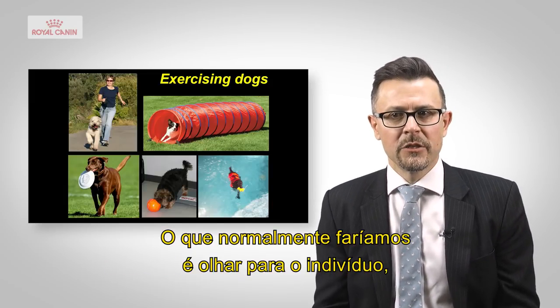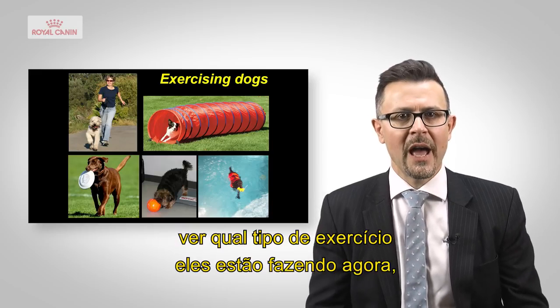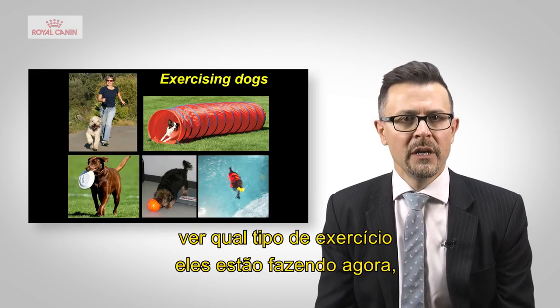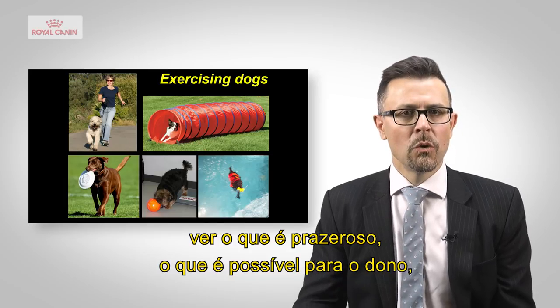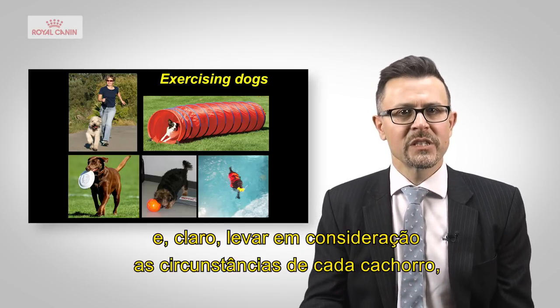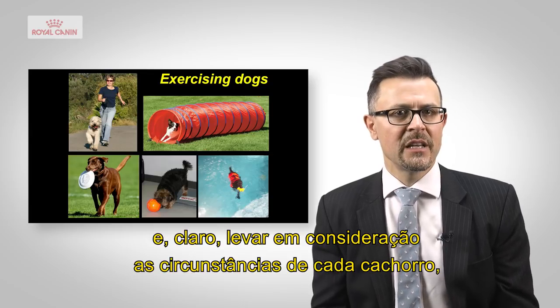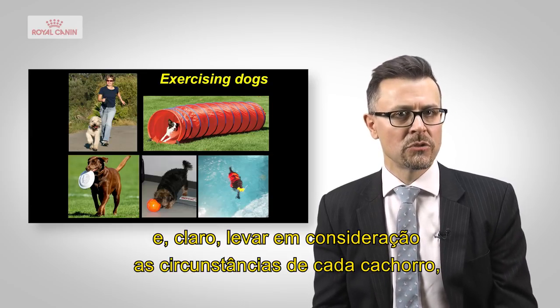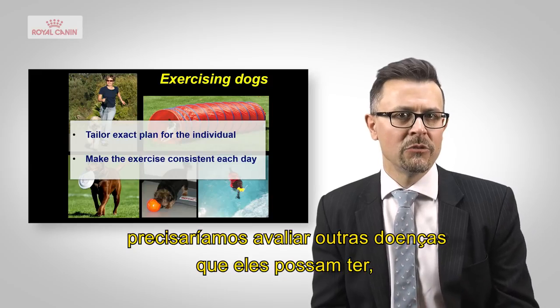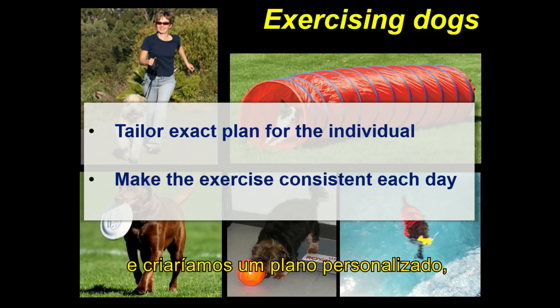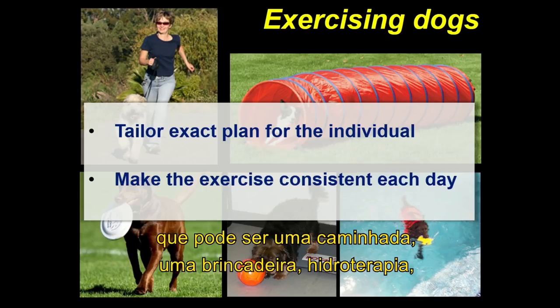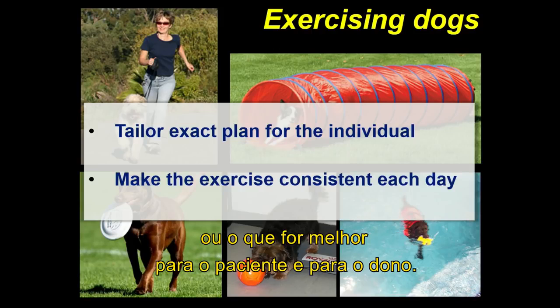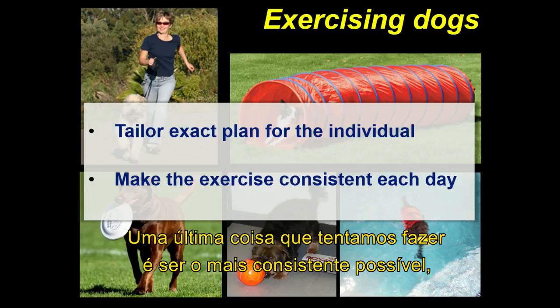So what we would typically do is we would look at the individual, see what exercise and activity they're doing now, see what is enjoyable, what's possible for the owner, and of course take into account the circumstances of the individual dog. So we need to say what other illnesses and things they may have. And we would create a tailored plan, which might be walking, play activity, hydrotherapy or what have you, which is best for that patient and that owner. One final thing we try to do is try to be as consistent as possible.